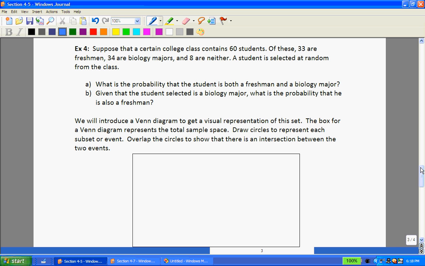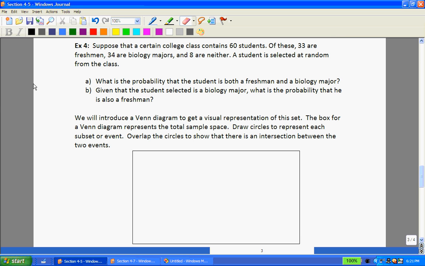Example 4. Suppose that a certain college class contains 60 students. Of these, 33 are freshmen, 34 are biology majors, and 8 are neither. A student is selected at random from the class. A. What is the probability that the student is both a freshman and a biology major? B. Given that the student selected is a biology major, what is the probability that he is also a freshman?